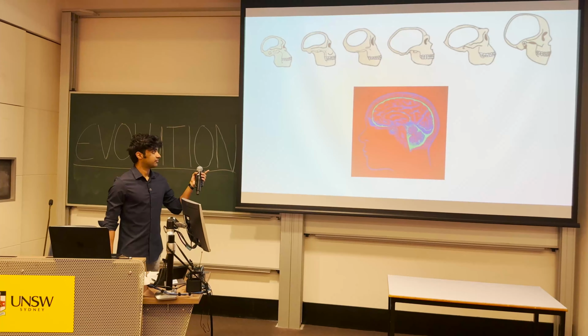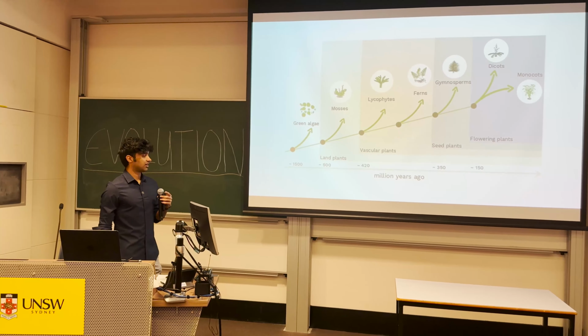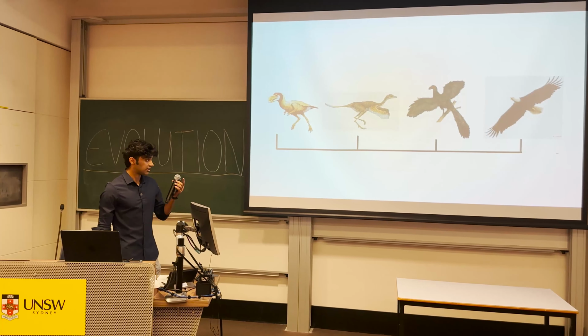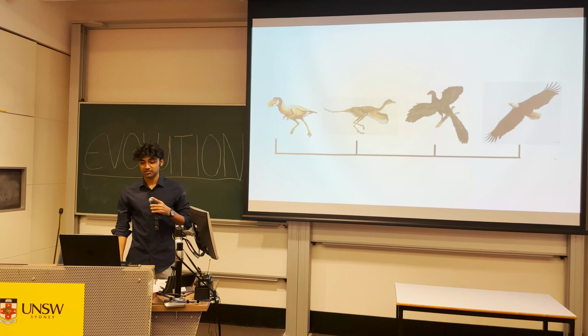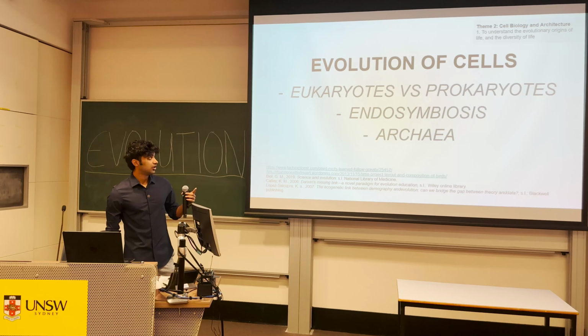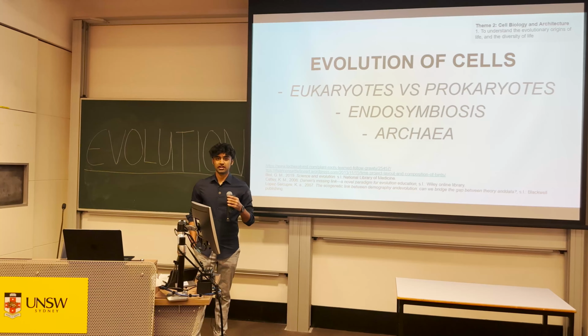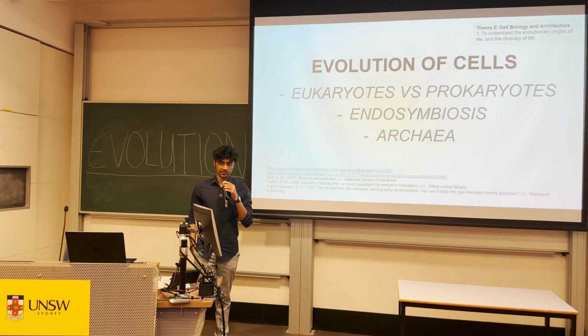Now, there are many ways to delve deeper into this topic. We have neural evolution, the evolution of the human brain across the years. We have ecological evolution, as well as avian radiation. However, the work I had assigned to you guys over the weekend has to do with the evolution of cells. So on today's agenda, we have eukaryotes versus prokaryotes, endosymbiosis, and archaea. Who would like to get us started off and tell us how this all ties together?